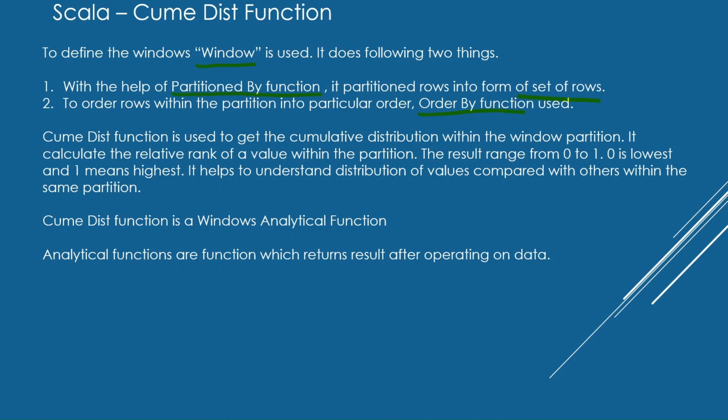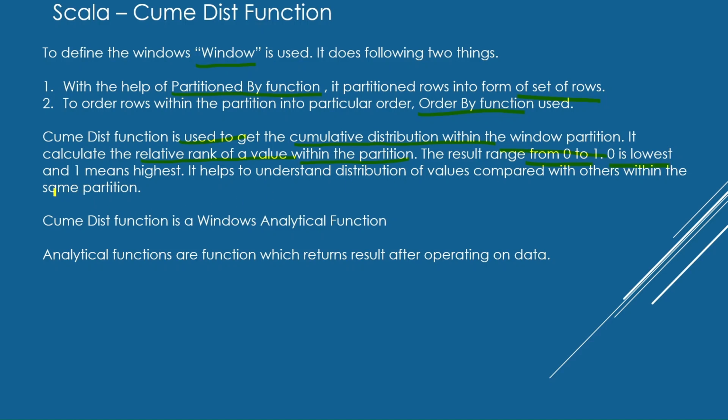So why do we generally use the cumulative distribution function? It is used to get the cumulative distribution within the window function. It calculates the relative rank of a value within the partition. So it will take a value, calculate what the relative rank of that value is within that partition, and it will give a value which ranges from 0 to 1.